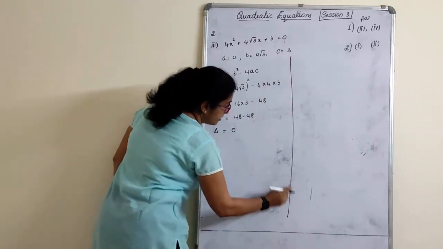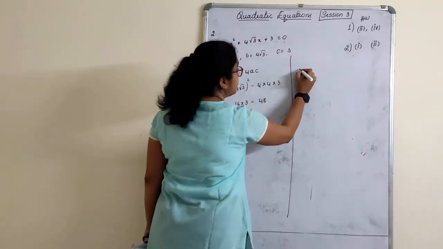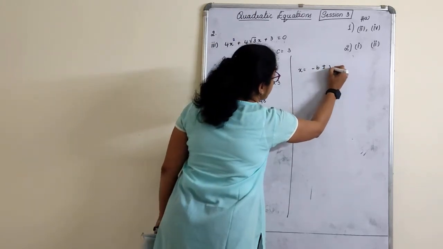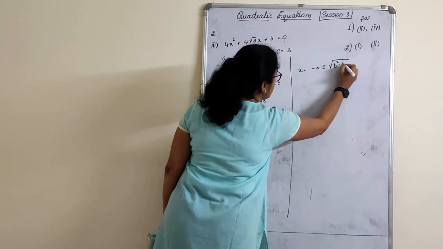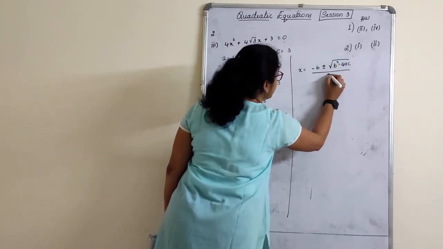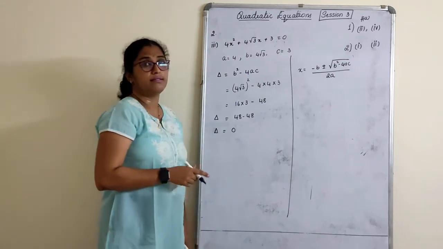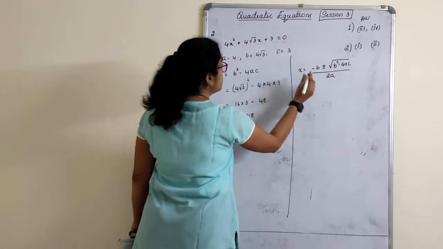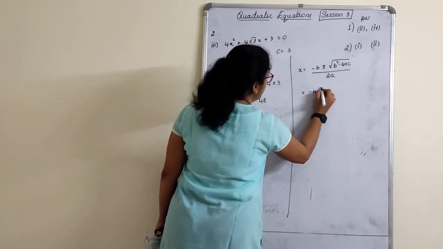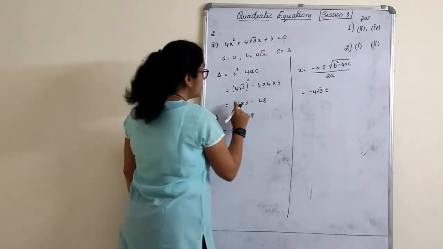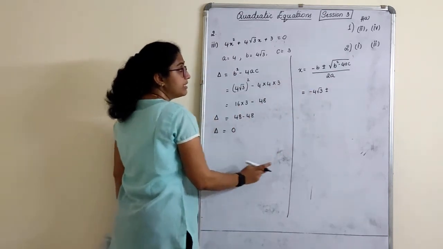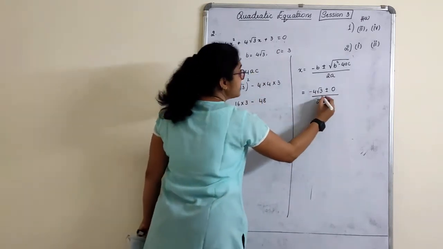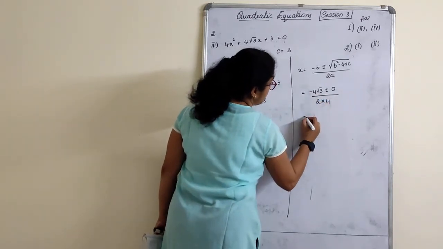Now I will apply the formula here, children. You have to write it down. Therefore, x is equal to minus b plus or minus root of b square minus 4ac, divided by 2a. This has to be written. This is the formula. Now let's directly apply it. What is the b value? Minus 4 root 3 plus or minus root of b square minus 4ac, which we already got as 0, divided by 2a. A is 4, so 2 into 4.